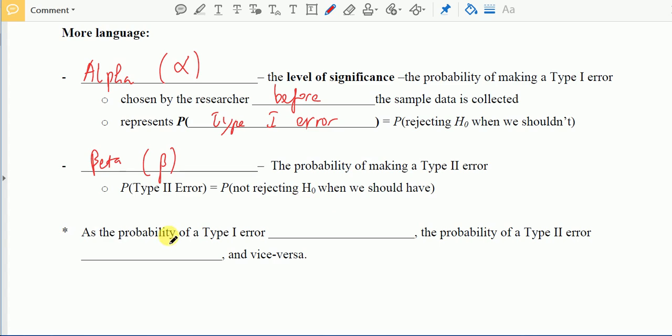Okay. As the probability of type 1 error increases, the probability of type 2 error should decrease. So they are opposites of each other. One goes up, the other must go down.